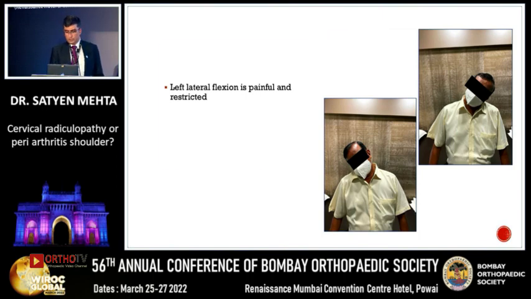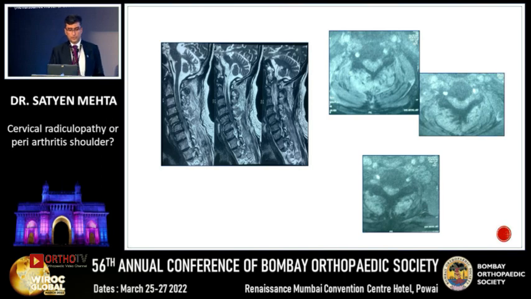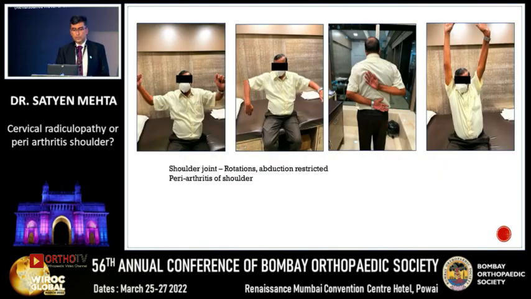So we got the MRI done for this patient, and this is what the MRI shows. Now, one would be tempted to start treating this as a cervical radiculopathy, maybe even offer surgery. You see there's a lot of foraminal compression in this patient. But on further, more detailed examination, we see that the patient actually has a restriction in his external rotation, internal rotation and abduction, and he was diagnosed to have a periarthritis of the shoulder joint.